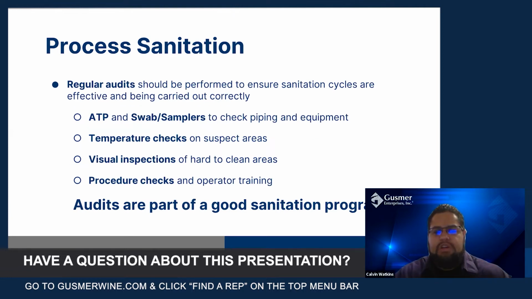As a part of a good sanitation program, regular audits should be performed to ensure the sanitation cycles are effective and being carried out correctly. You can check different points in the process by using an ATP meter, which we'll get into later, or a swab or sampler to check piping and equipment. You can do temperature checks on suspect areas. So if you think there's an area that's not coming up to temperature, you can use temperature checks. Now we have these non-contact thermometers that are pretty common, so that's one way to check. Visual inspections of hard to clean areas is another good one.